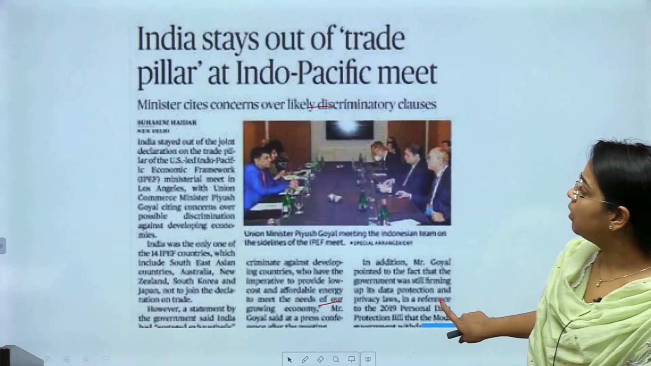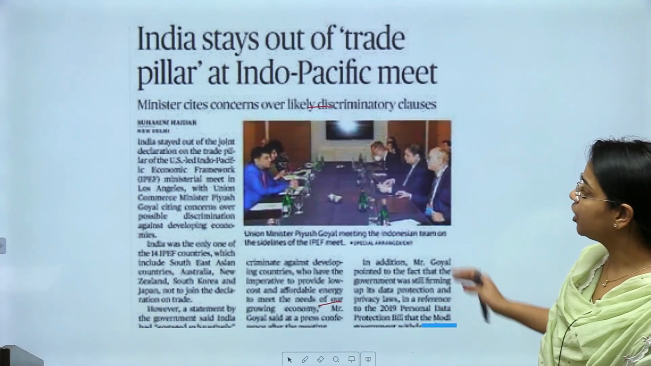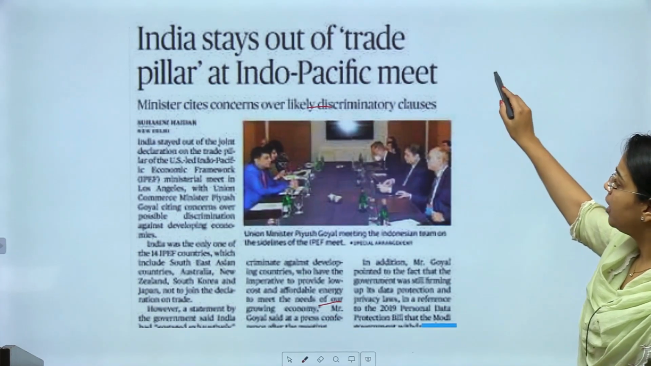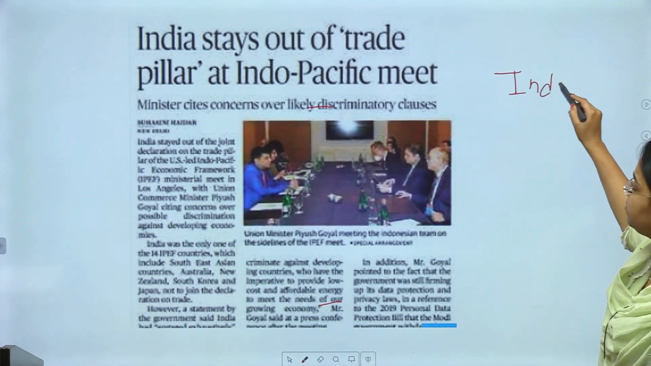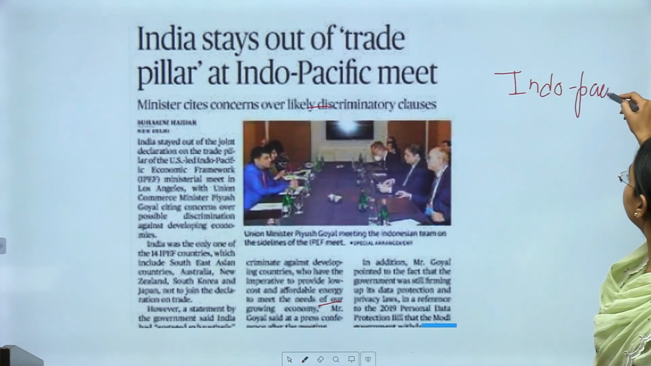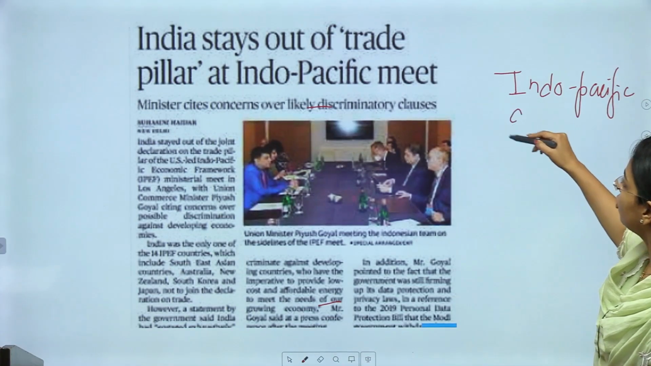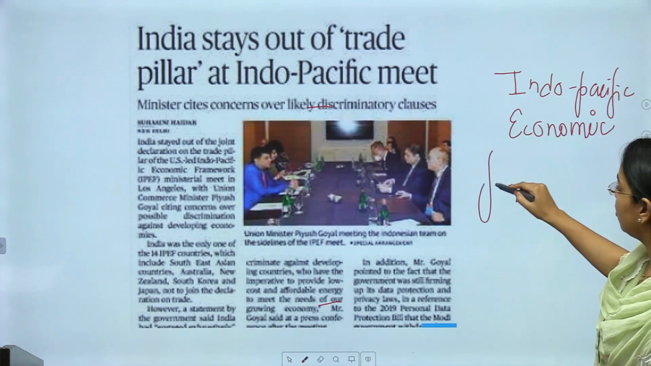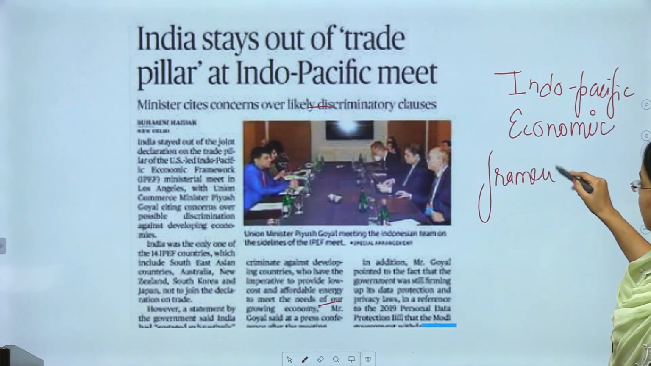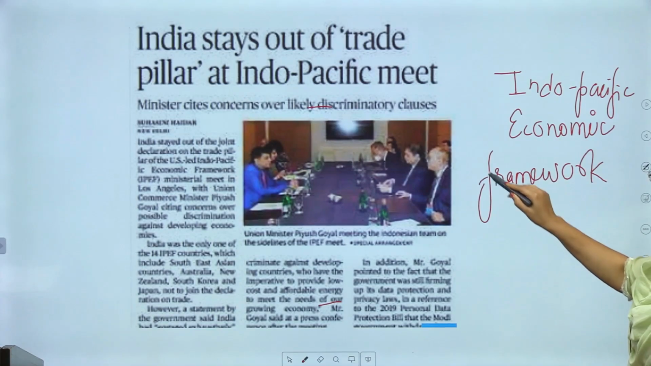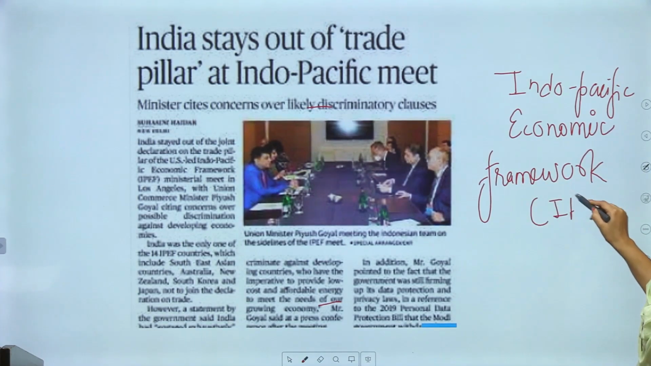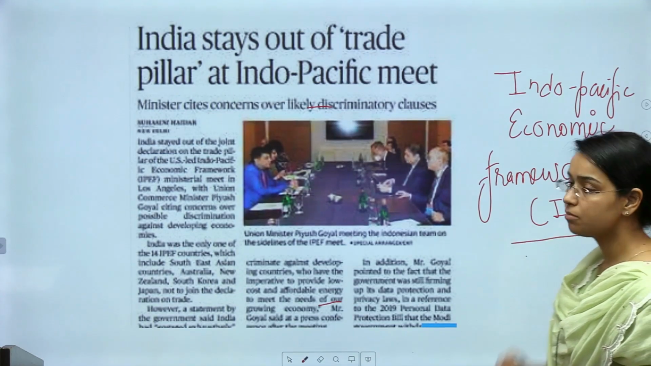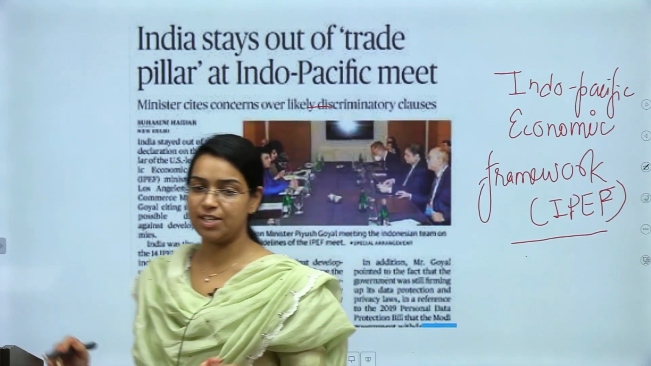Now, let's discuss another important topic, the next important topic for us, that is this Indo-Pacific Economic Framework. Right, as the name suggests.